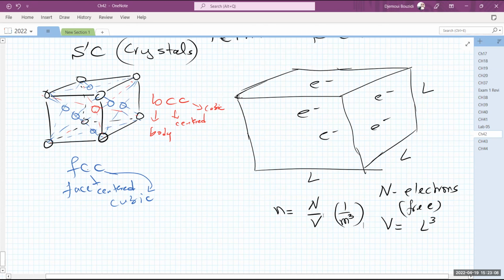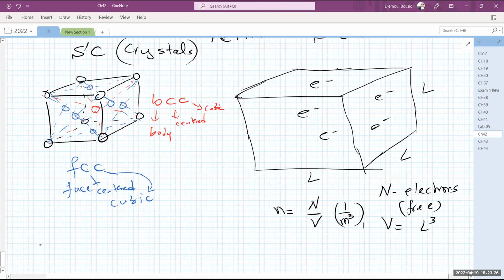Obviously, this number is very high for conductors. This number is very, very small, or basically not there at all, for insulators. And this number is somewhere in between the two for semiconductors. That's really the whole point of this. So this number will determine everything at the end of the day.